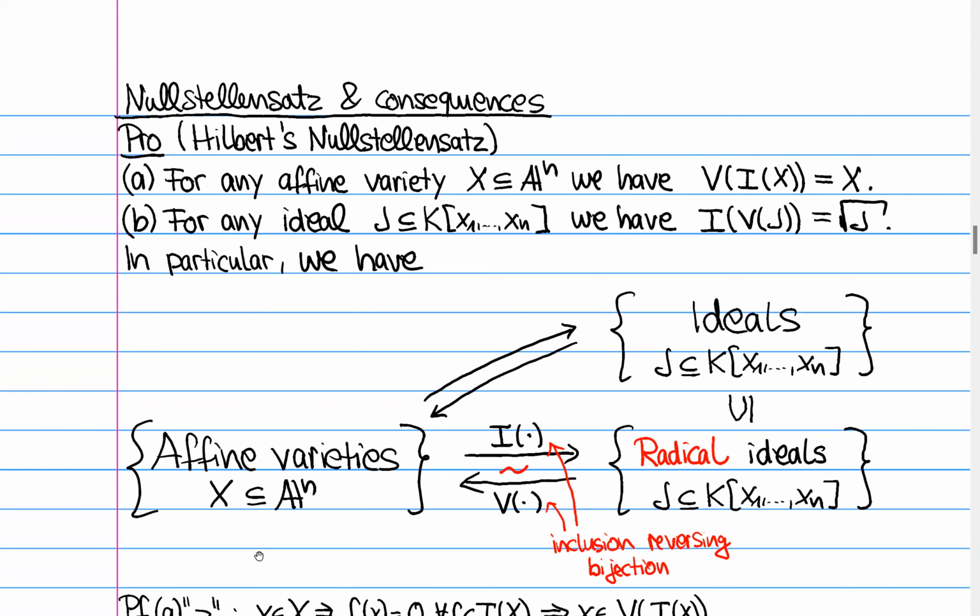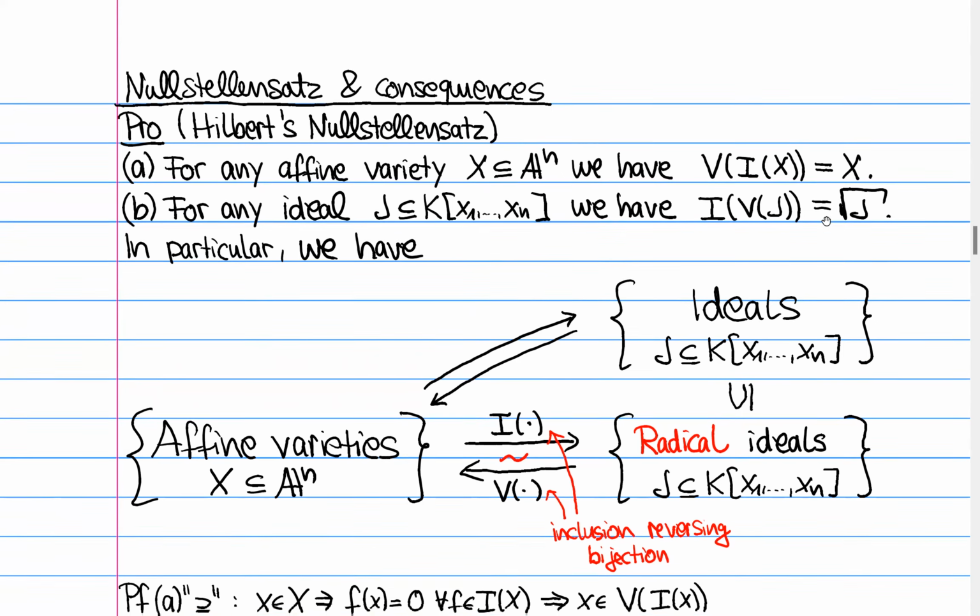Okay, and for the proof of this Nullstellensatz, there's two equalities. Each one you can prove by two inclusions, and it turns out three of the inclusions are very easy, and one you have to work for. Let's see the easy inclusions.